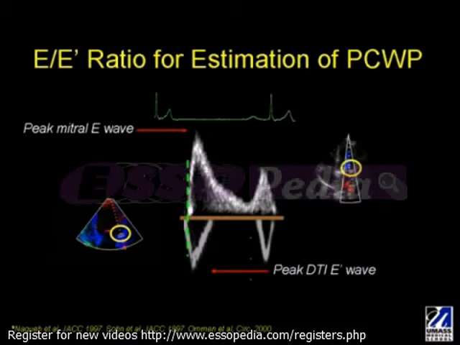The E to E prime ratio for estimation of PCWP, or pulmonary capillary wedge pressure. The E to E prime ratio is the peak mitral E wave divided by the tissue Doppler E prime wave. This ratio has been validated as a reliable index for the estimation of mean LV diastolic pressure, mean left atrial pressure, and LV filling pressure, all of which is a surrogate of pulmonary capillary wedge pressure. This ratio, its validation, technical tips and caveats will be discussed extensively and in detail throughout the rest of this presentation.